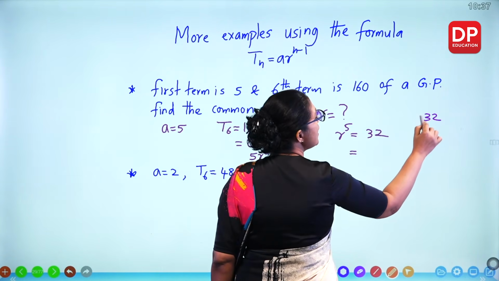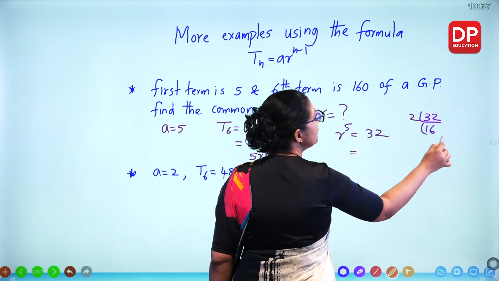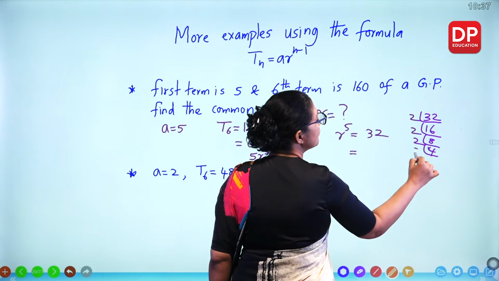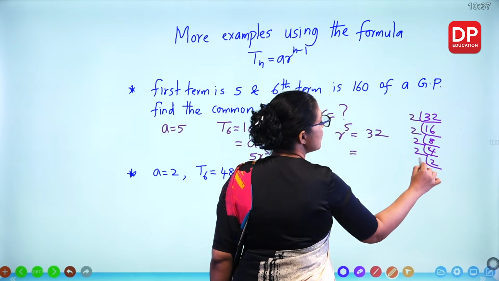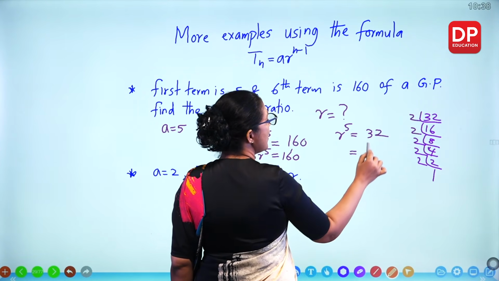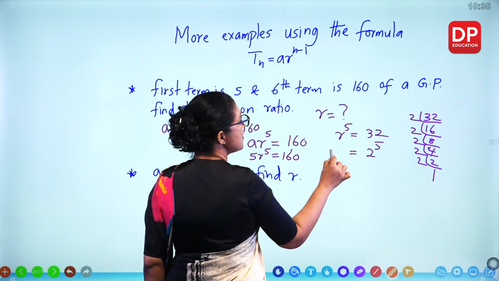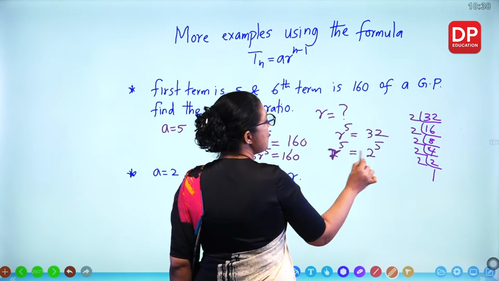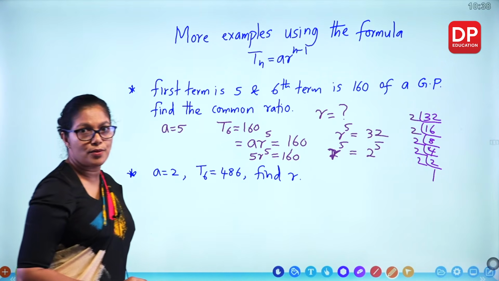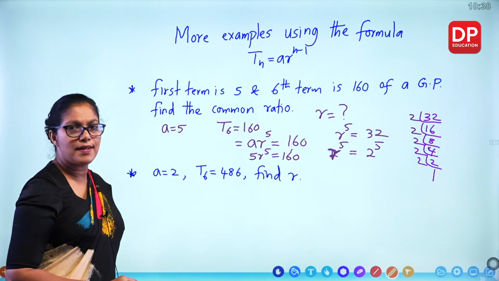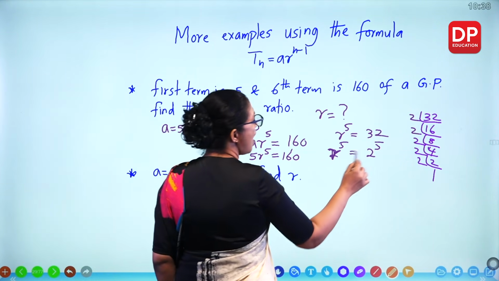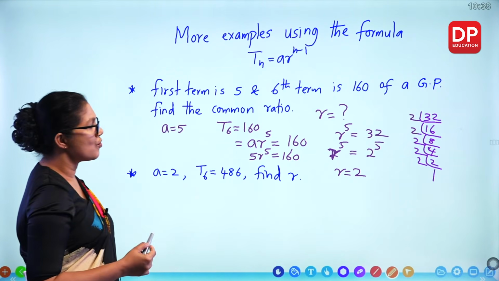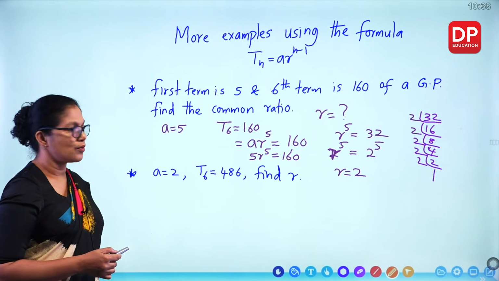32, when you divide by 2, 5 times. You have to divide 1, 2, 3, 4, 5. So 2 to the power 5 is R to the power 5. You get the same powers, so you can compare the bases. So R becomes 2 in this case. So the common ratio is 2.